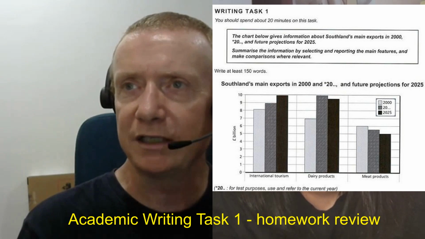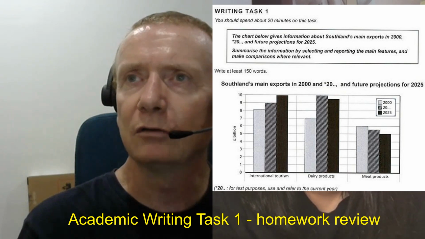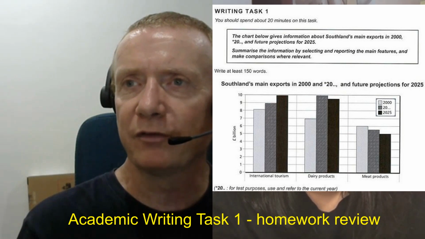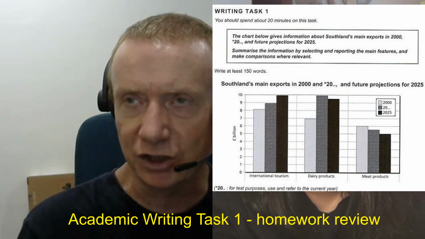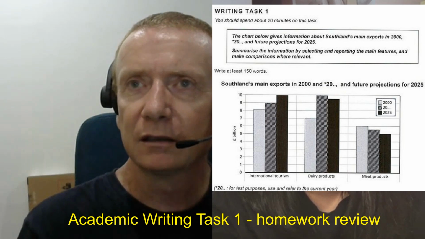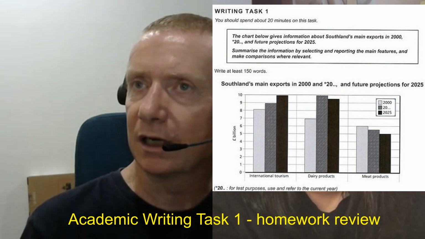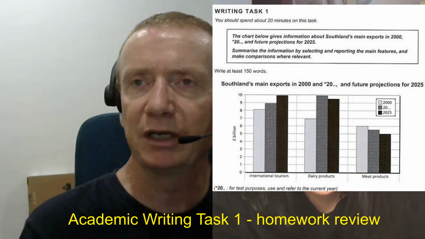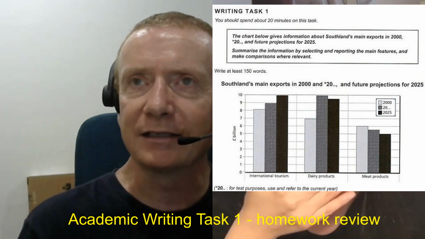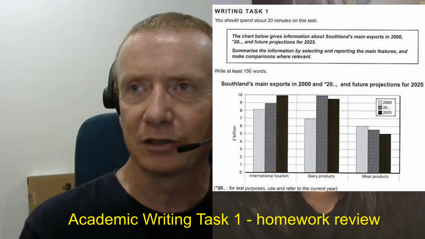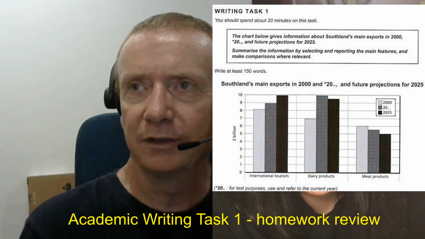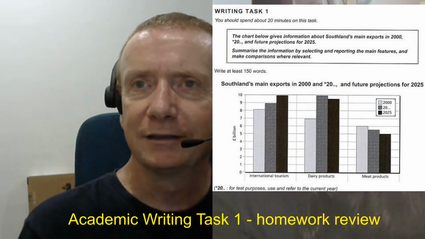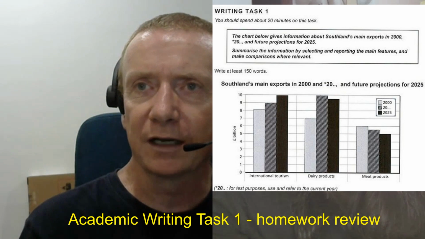15, 9.9 in 2025, is that right? No. But the value of the meat products in 2025 is actually 5 billion. So I don't know where you got the 15 either. Where's the 15? It's 10, isn't it? It's below 10 and exactly 5. So those numbers are incorrect. Why is that?